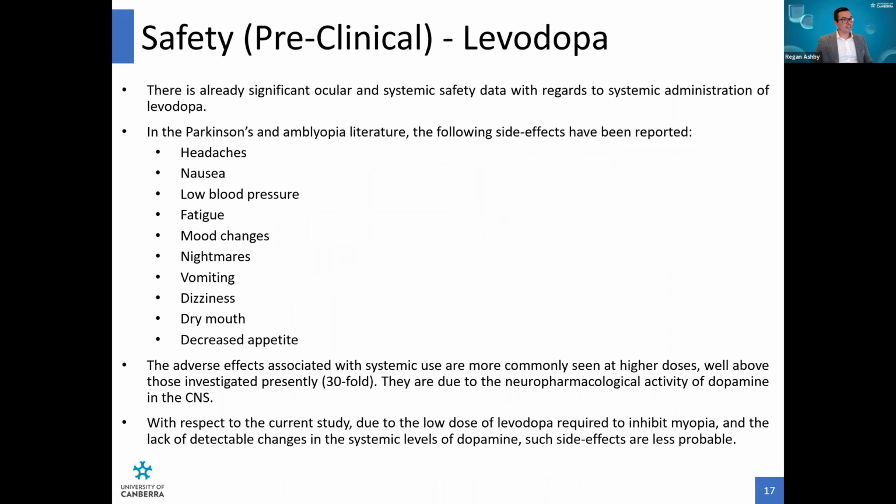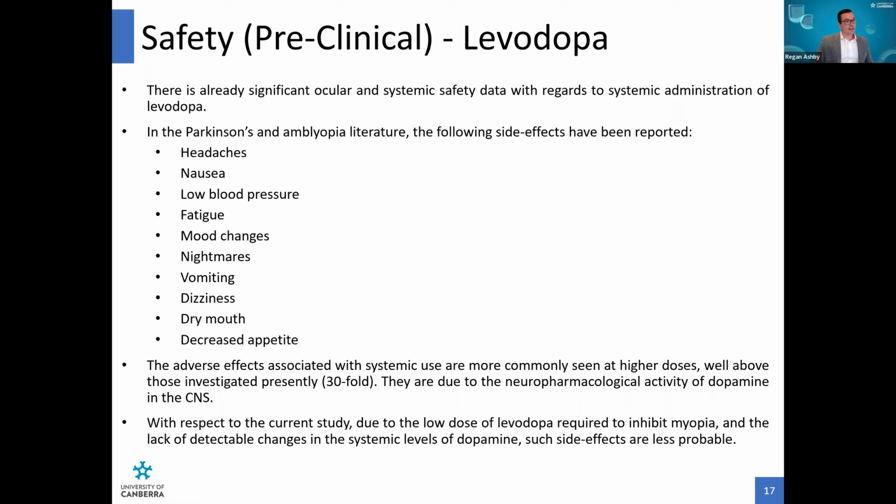But the big question is, what about the safety of levodopa when we start talking about adding a new drug to the eye? As I've noted here, there is already significant safety data in respect to ocular and systemic distribution of this drug when given as a systemic drug, so when it's given in tablet form. This is primarily in the treatment of Parkinson's disease, but also in the treatment of amblyopia. Reported side effects include headaches, nausea, low blood pressure, fatigue, etc., as you can see down this listing.